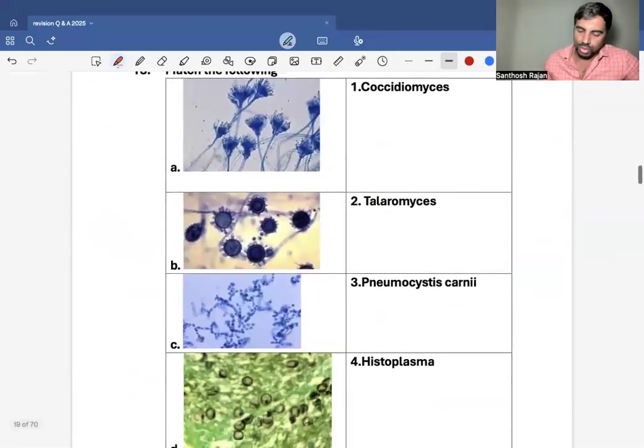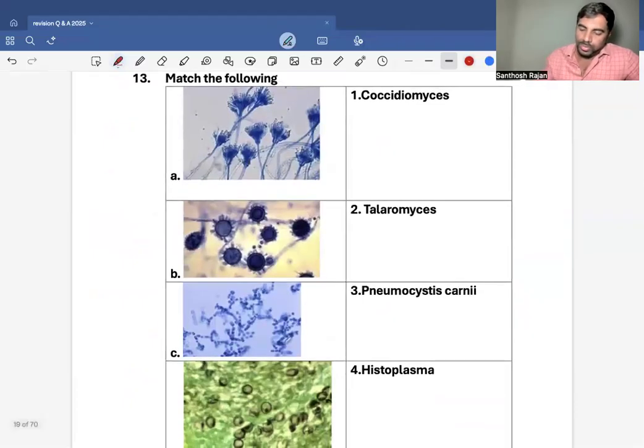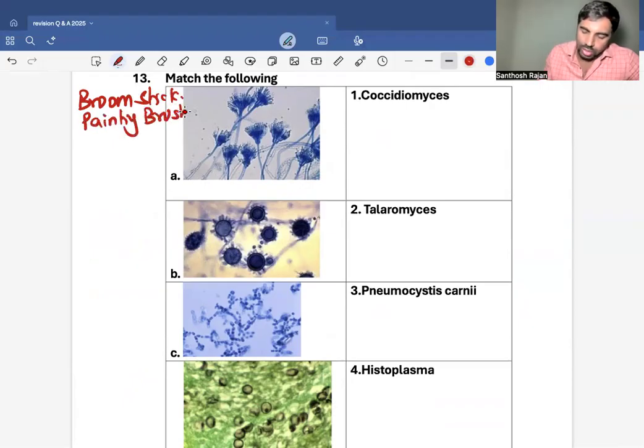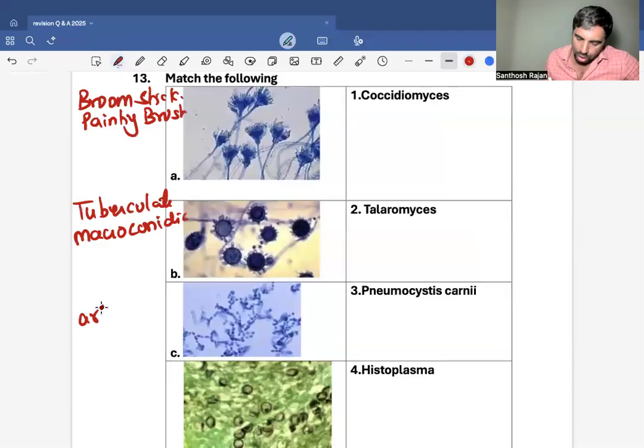Mycology, examiner's favorite question. Look at this one. Here, this is looking like a broomstick. Broomstick, or we call it a painting brush. What about this? Here, this is tuberculate. You call it tuberculate macroconidia. This is tuberculate macroconidia.